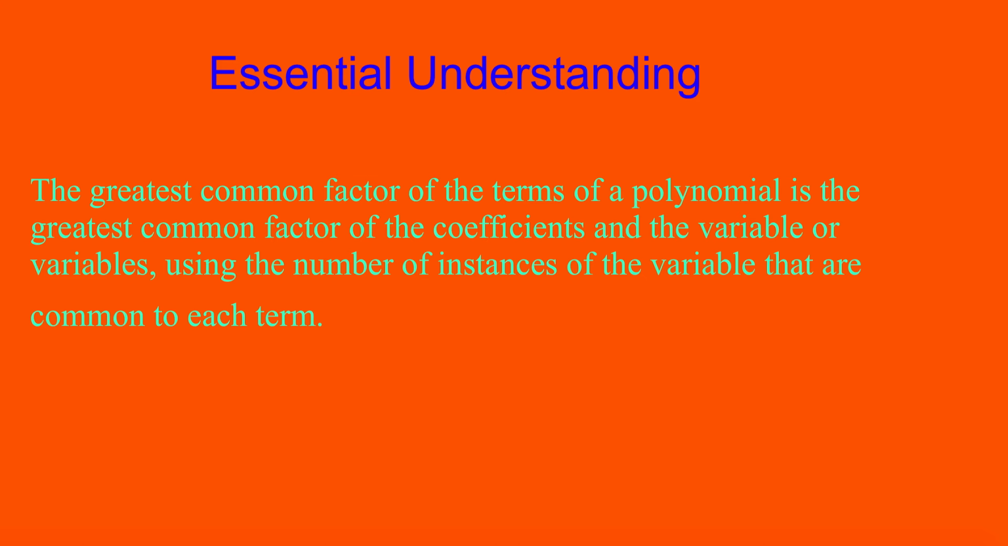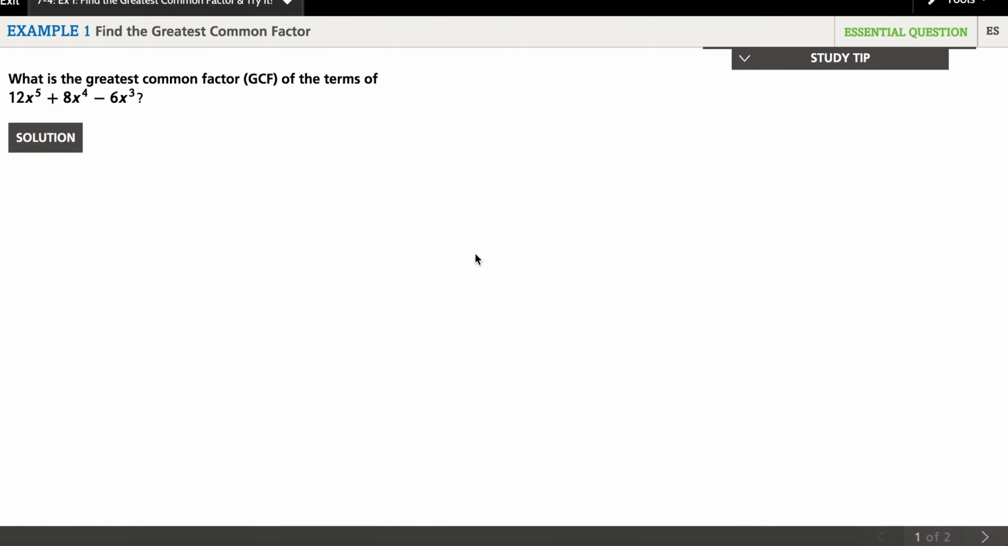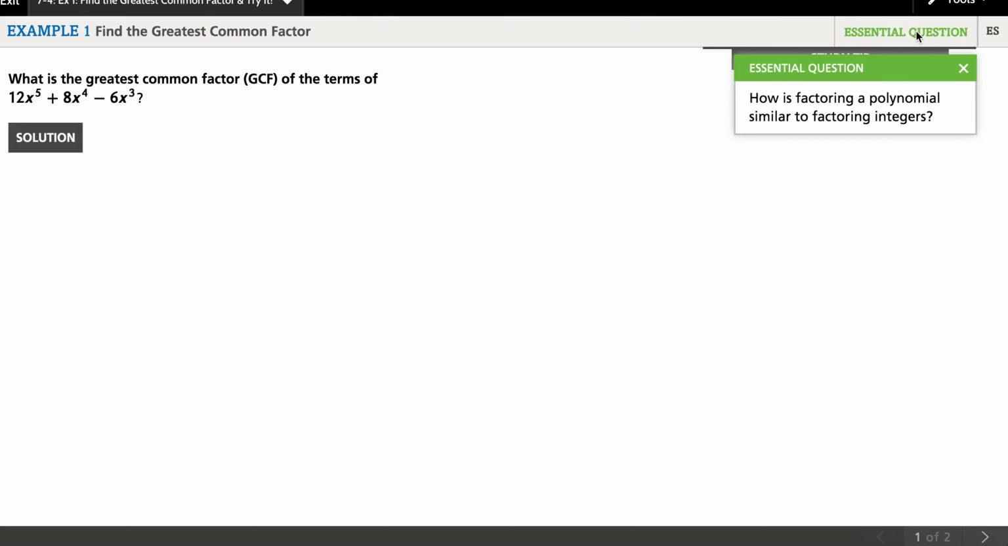Let's take into consideration a few examples. We're starting with example number 1. Find the greatest common factor. Now, the essential question for this lesson is how is factoring a polynomial similar to factoring integers?